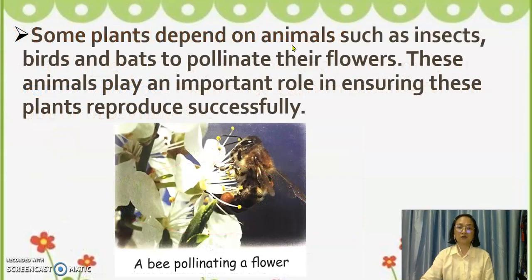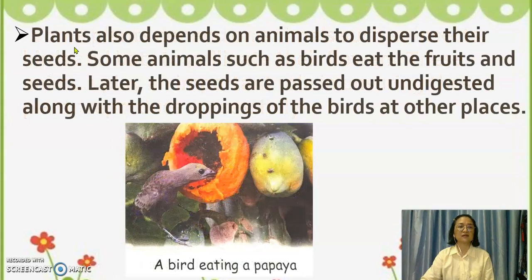Some plants depend on animals such as insects, birds, and bats to pollinate their flowers. These animals play an important role in ensuring these plants reproduce successfully. Plants also depend on animals to disperse their seeds. Some animals, such as birds, eat the fruits and seeds. Later, the seeds are passed out undigested, along with the droppings of the birds, at other places.